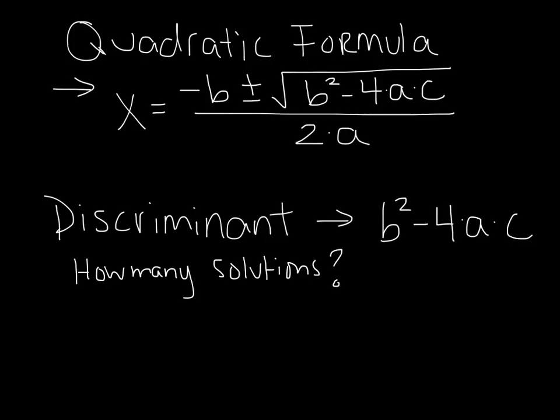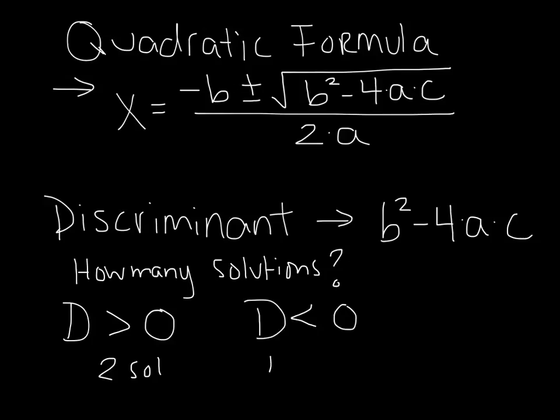Okay, so if the discriminant is greater than 0, you're going to have 2 solutions. If your discriminant is less than 0, you're going to have no solutions. And if your discriminant is equal to 0, you're going to have 1 solution. Okay, so these formulas will make a little bit more sense here once we actually do a problem, but just make sure you have them written down.